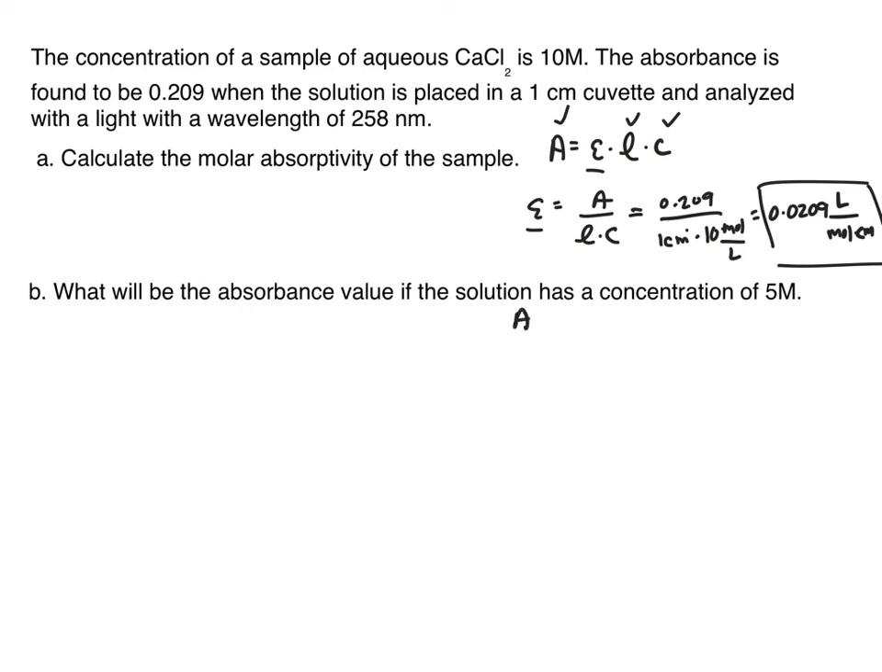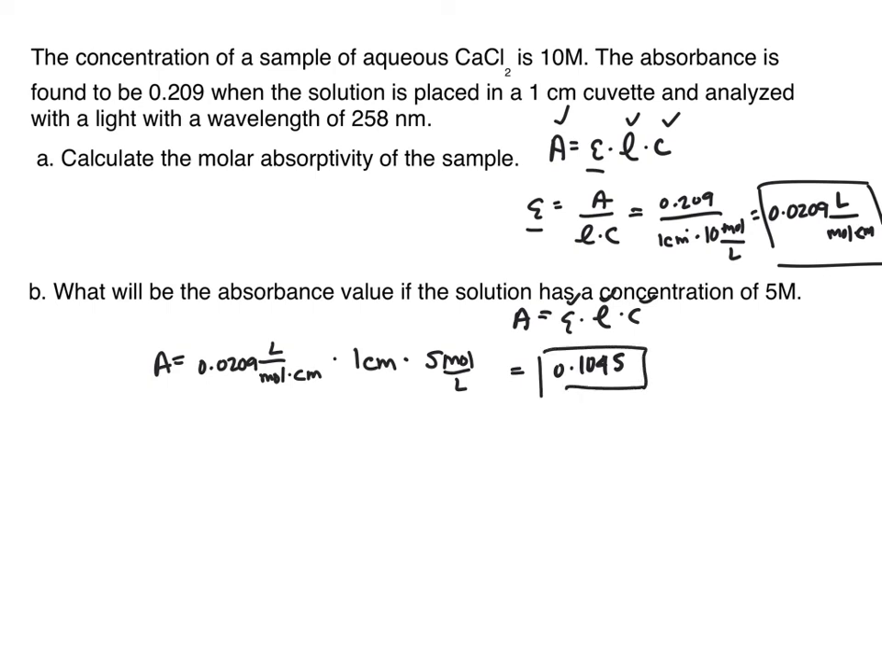Again, we're going to be using Beer's law. In this case, we know our molar absorptivity, our path length, and our concentration, so we plug each of those in and multiply them all together. That gives us 0.1045 as our absorbance value for that concentration. If we compare the absorbance value for the 5 molar solution and the absorbance value for the 10 molar solution, notice that the absorbance value for the 5 molar solution is lower than that for the 10 molar solution.